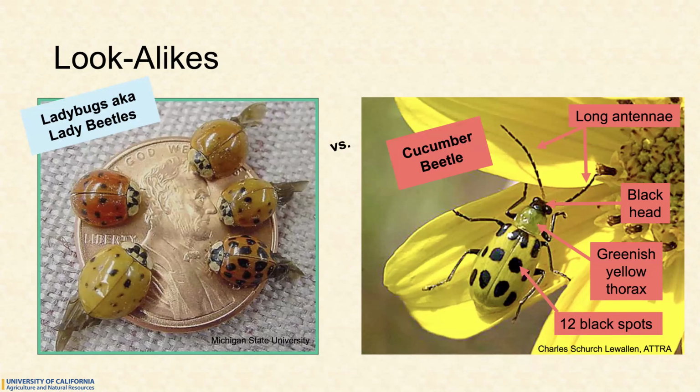Ladybugs or lady beetles are shown here on the left-hand side. They're a lot more round, and they don't have those long antennae, whereas cucumber beetles here on the right have long, dark antennae. They have this black head and a greenish or yellowish thorax. And spotted cucumber beetles have these 12 black spots. Just take a second and see how these 2 insects are really different.